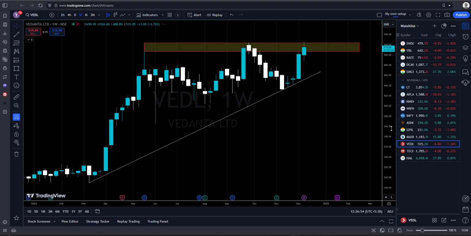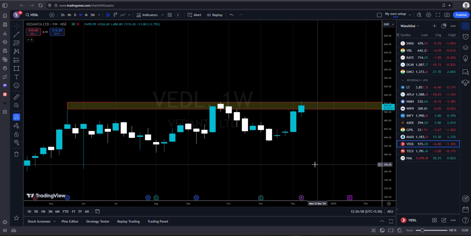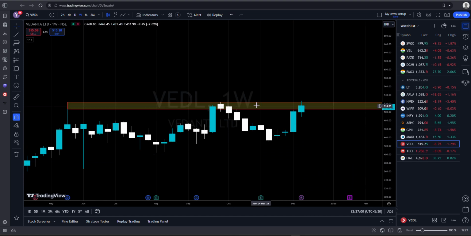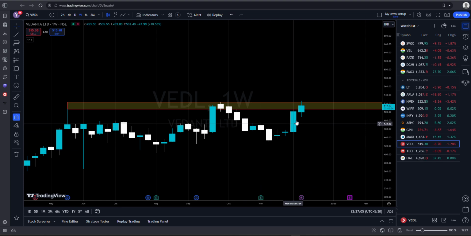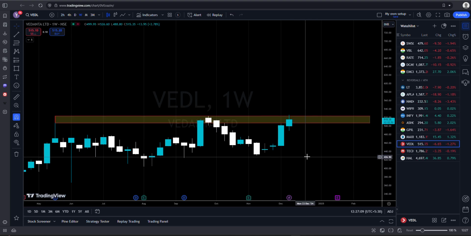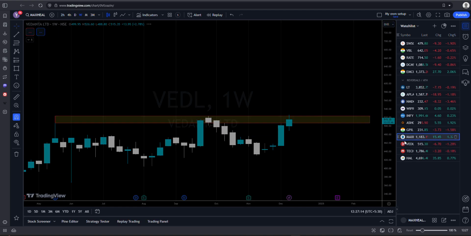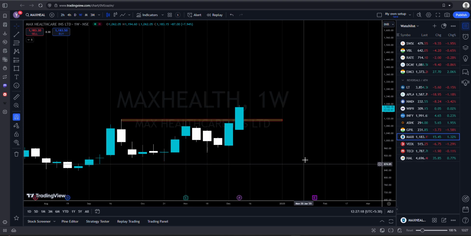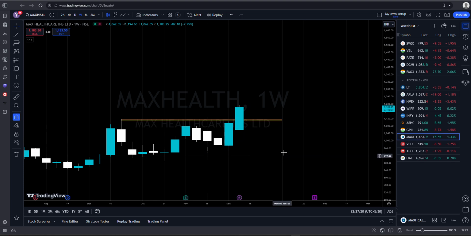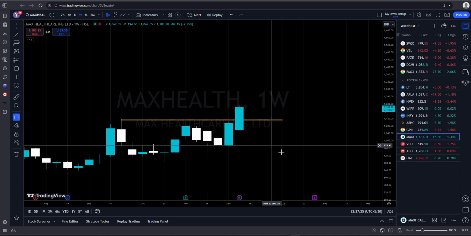Same thing for VEDL, Vedanta. For Vedanta, I can clearly see on the left side, first high, second high, whatever it is. I see some highs that were made previously on the left side. I have drawn a box here, but I am just waiting for a weekly candle close above this level. Same with Max Health. Max Health has successfully broken out. Today is Friday, so by evening this candle will close above this level. So either by this evening I will buy the stock, or else Monday morning I will buy the stock.